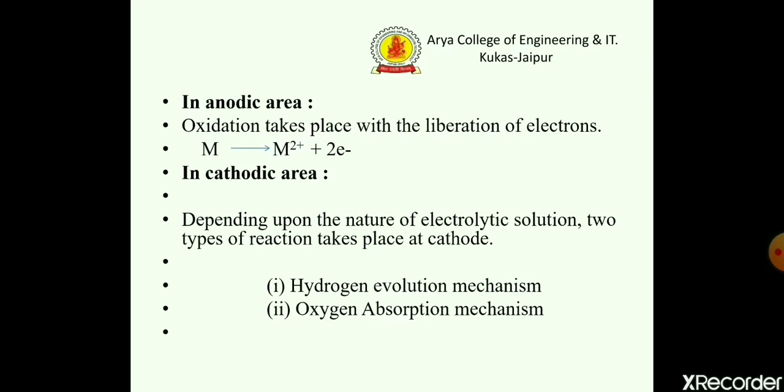In the anodic area, oxidation reactions will take place, and oxidation means loss of electrons. The reaction is metal converted into metal ion and it releases two electrons. And in the cathodic area, reduction reaction will take place, and this type of reaction depends upon the nature of the electrolyte solution. In the cathodic area, two types of reactions can take place, depending upon the environment. First is hydrogen evolution mechanism and the second is oxygen absorption mechanism.